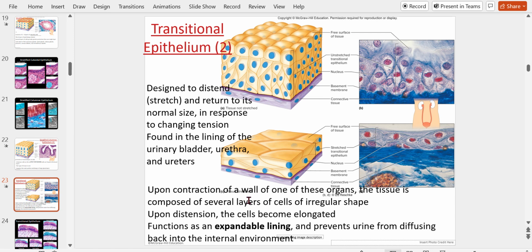Transitional epithelium, these ones here. What I want you to know from these ones here is that they are lining the bladder. And these guys here can stretch. These are what we call transitional epithelium. And as the bladder begins to fill with urine, these cells will start to stretch. And eventually they will stretch to a point where they will send a message to the brain to make you go and try and find a bathroom quick. Okay? Expandable lining and prevents urine from diffusing back into the internal environment.